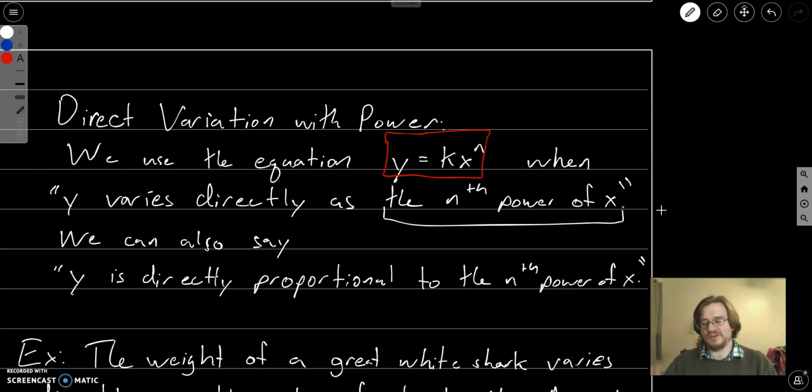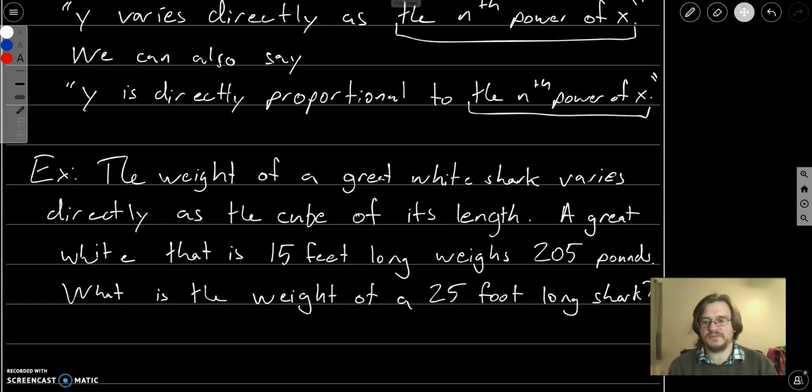So there's nothing more to it. It's just the same phrase, except that it's not varying directly as x. It's varying directly as something with an x in it, specifically the nth power of x. We can also use the phrase directly proportional to the nth power of x. So again, nothing new is going on here. y and x to the n are varying directly. We just have to notice that it is x to the n and not just x. So let's see this at work.